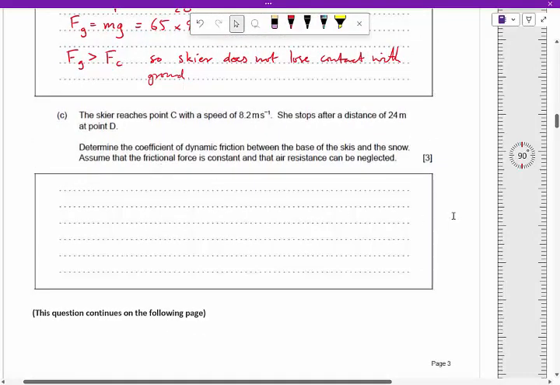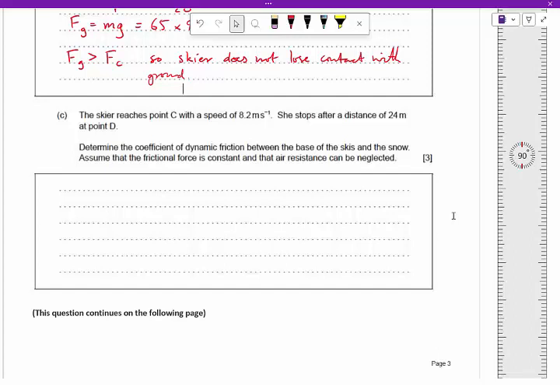The skier reaches point C with a speed of 8.2 meters per second, and she stops after a distance of 24 meters at point D. Determine the coefficient of dynamic friction between the base of the skis and the snow. Assume that the frictional force is constant and that air resistance can be neglected.